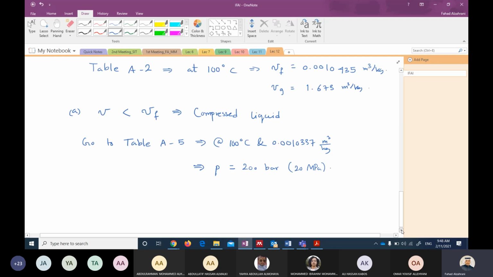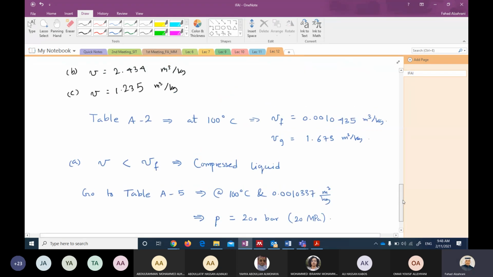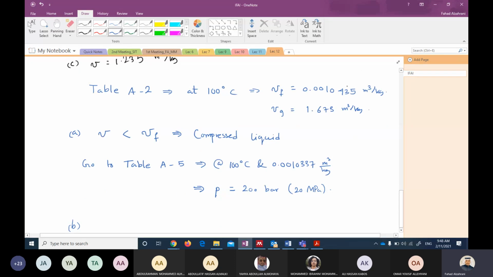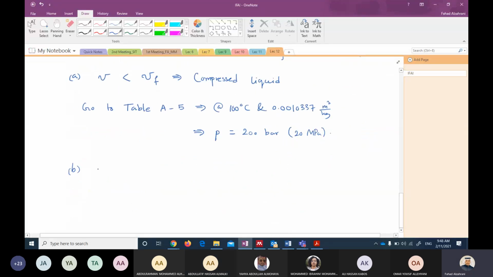Okay, this is the first one. But what about the second one? What is the volume? I told you it is 2.434. Compare 2.434 to the VF and VG. What do you see? It's higher than VG. So my V here for part B is higher than the VG. So this must be a superheated vapor.